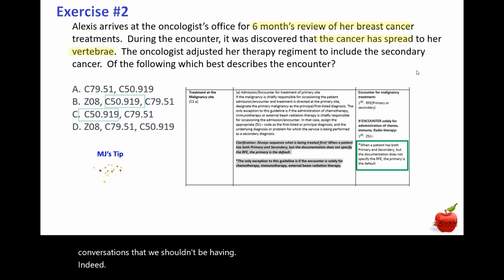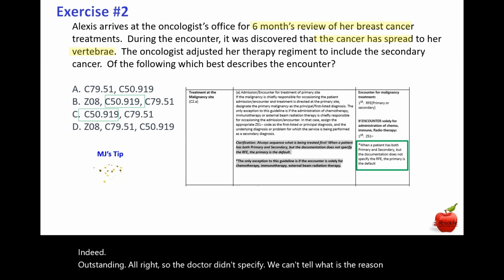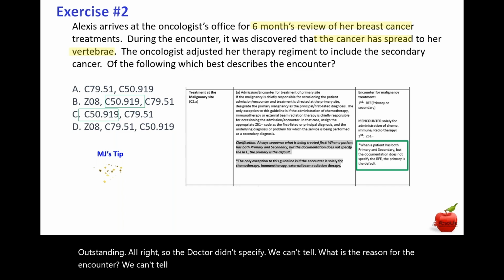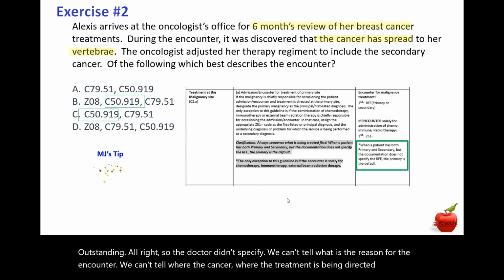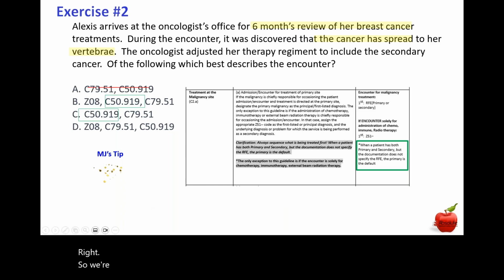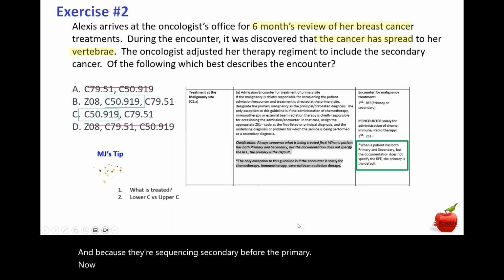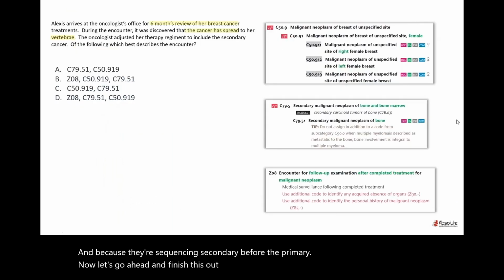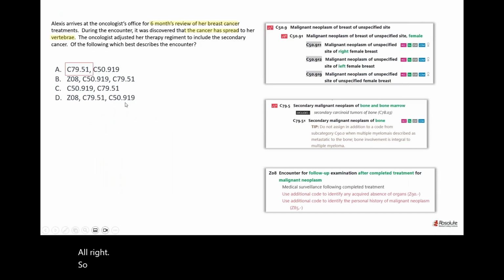Indeed. Outstanding. All right. So the doctor didn't specify. We can't tell what is the reason for the encounter. We can't tell where the treatment is being directed. So we're going to apply this guideline, and primary will be default, right? So we're going to eliminate A and D because they're sequencing secondary before the primary. Now let's go ahead and finish this out. A and D are done. Now look at B and C. What is the difference between the two?